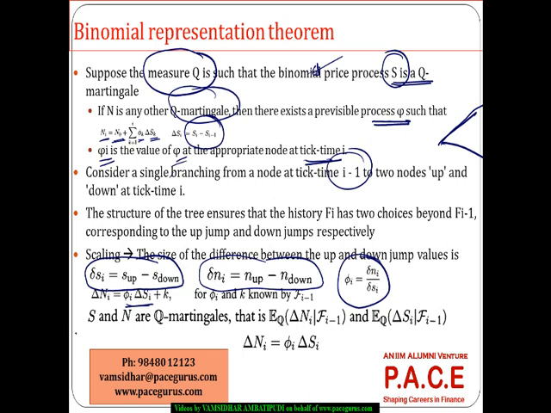So what it is simply bringing out is if S and N are Q martingales, we are directly getting delta N_i always established in terms of delta S_i multiplied by a previsible process phi_i, which means I can express the change in the value of one variable in terms of the change in the value of another variable by understanding the previsible process that is associated with that particular pair of variables. That is what is being brought about by the binomial representation theorem.